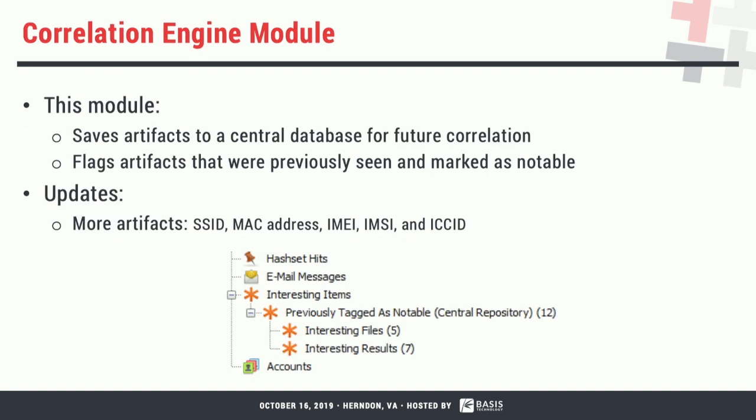The correlation engine module. This module is all about helping you make connections in your current case and in past cases. So we have this concept of the central repository, which is a database, and you can configure it to store every hash file you've ever seen, every email address you've seen, every phone number you've seen. It basically allows you to find connections with your past cases, get some intelligence out of there, and correlate within your current case between devices.